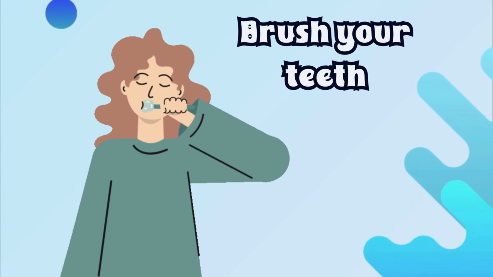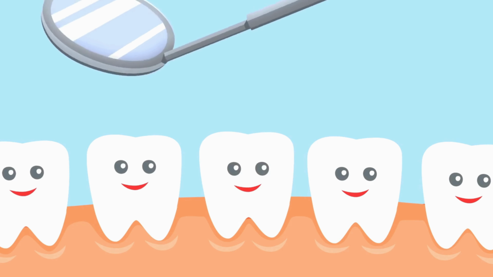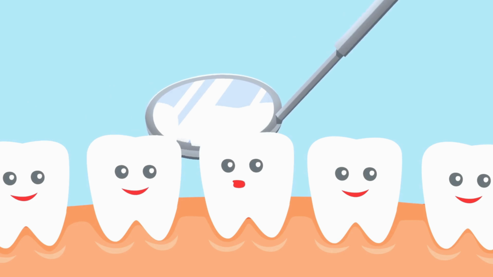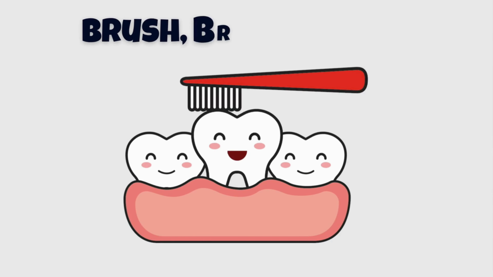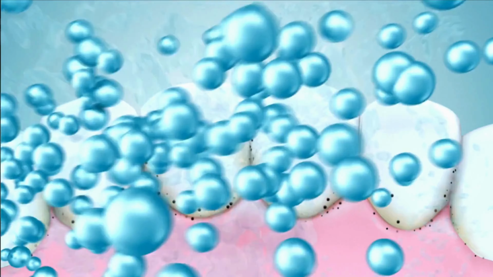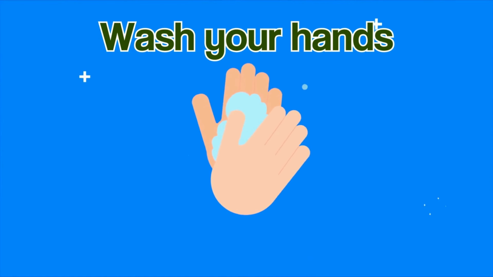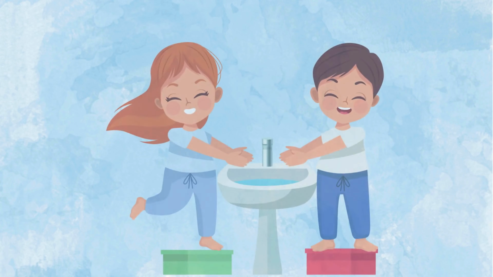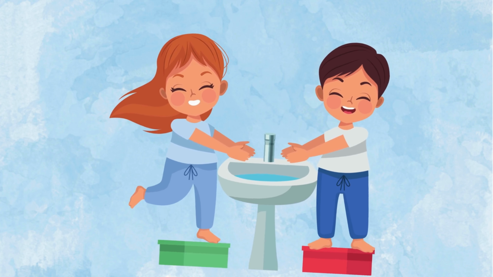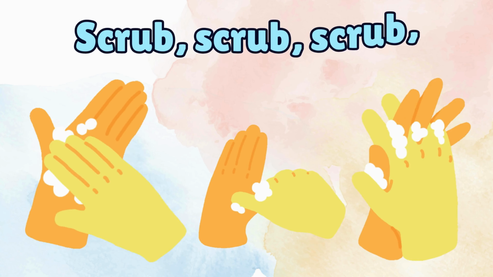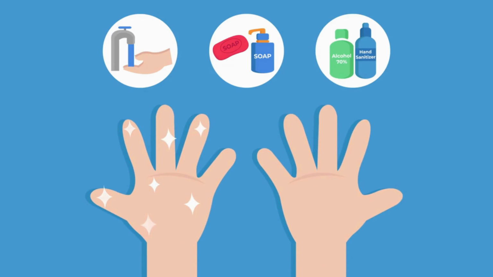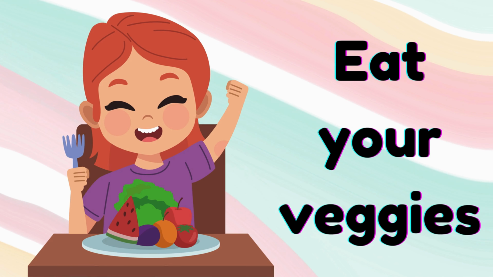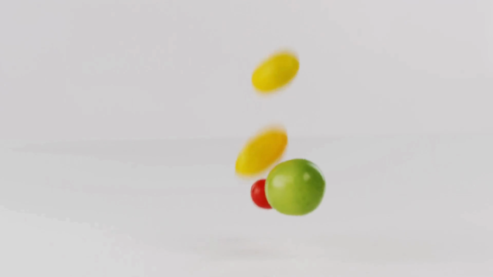Brush your teeth every night and day. Keep those germs and plaque away. Brush, brush, brush with a little squeeze. Shiny smiles, everyone's pleased. Wash your hands before you eat. With water and soap, make them neat. Scrub, scrub, scrub, the germs go pop. Clean hands, don't let them stop. Eat your veggies green and bright, and make you strong with every bite.